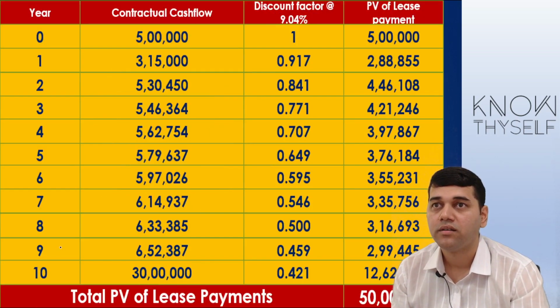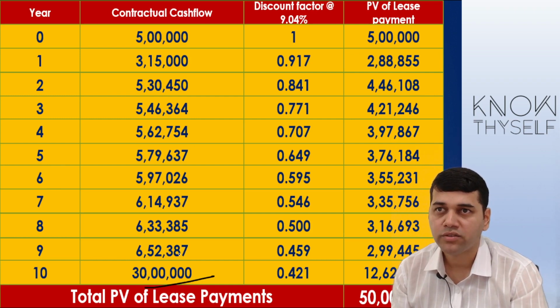Sir, just to avoid all this, PV factors. You could have done it by taking the annual factor. How? Sir, we just add all these, the total contract cash flows. Okay, 30 lakhs. We add all the values? Yes. Comes maybe 85 lakhs, 87.